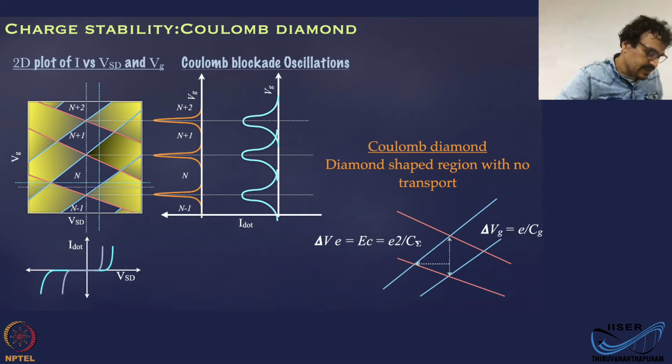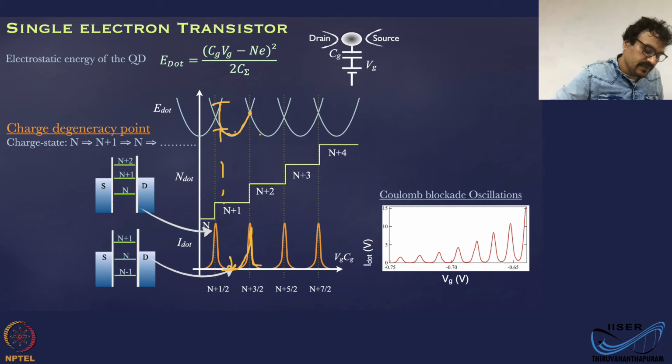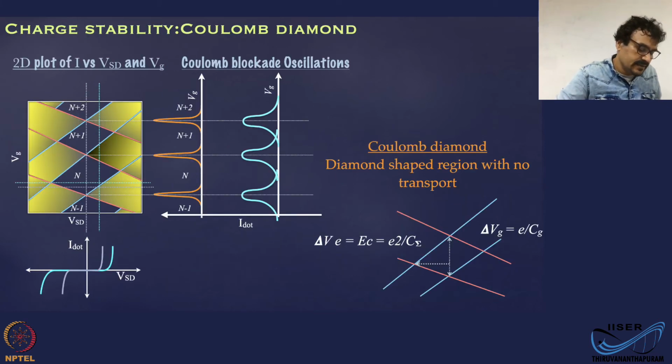So let's run through the middle here. In the middle we have very small bias and you are varying the gate voltage. That is what you have done before, where you apply a very small bias and vary the gate voltage, and you get a sequence of oscillations. That is what you are seeing here.